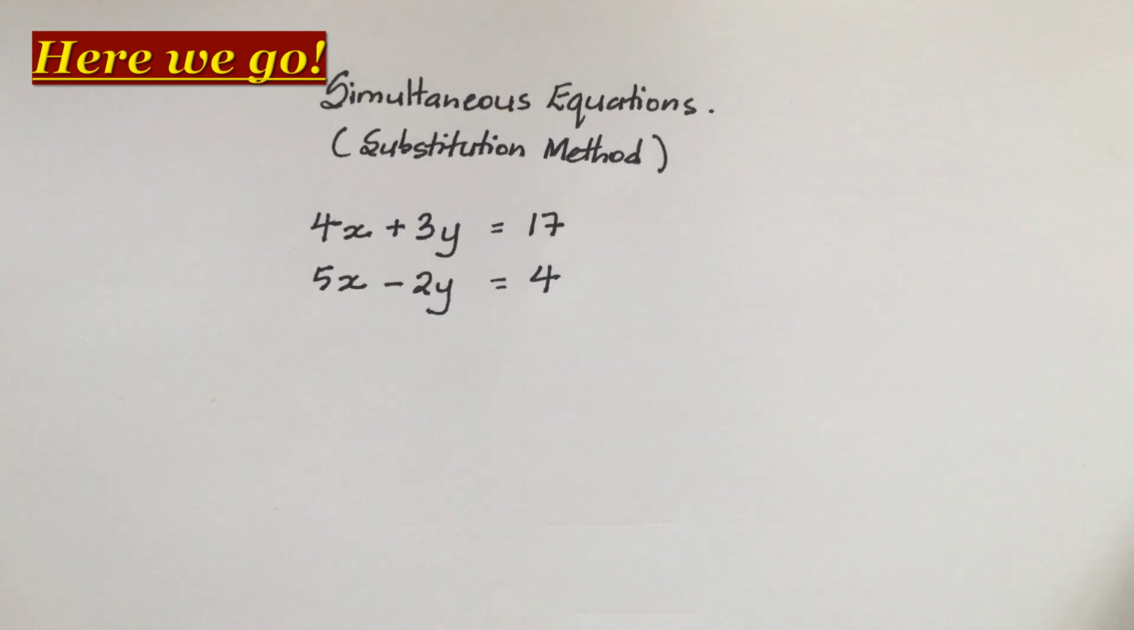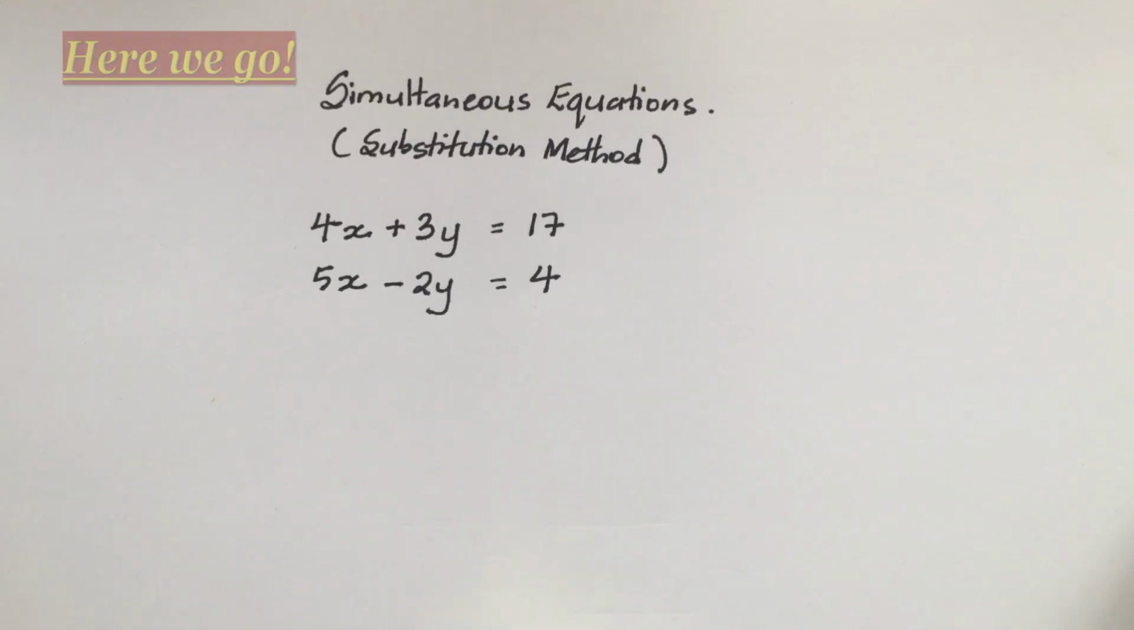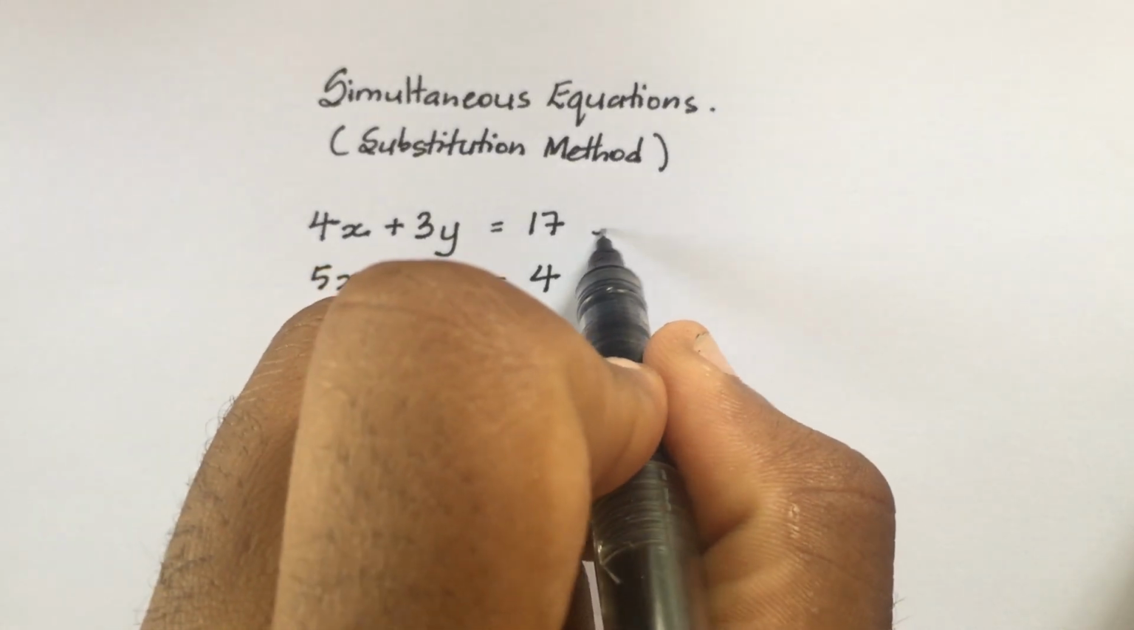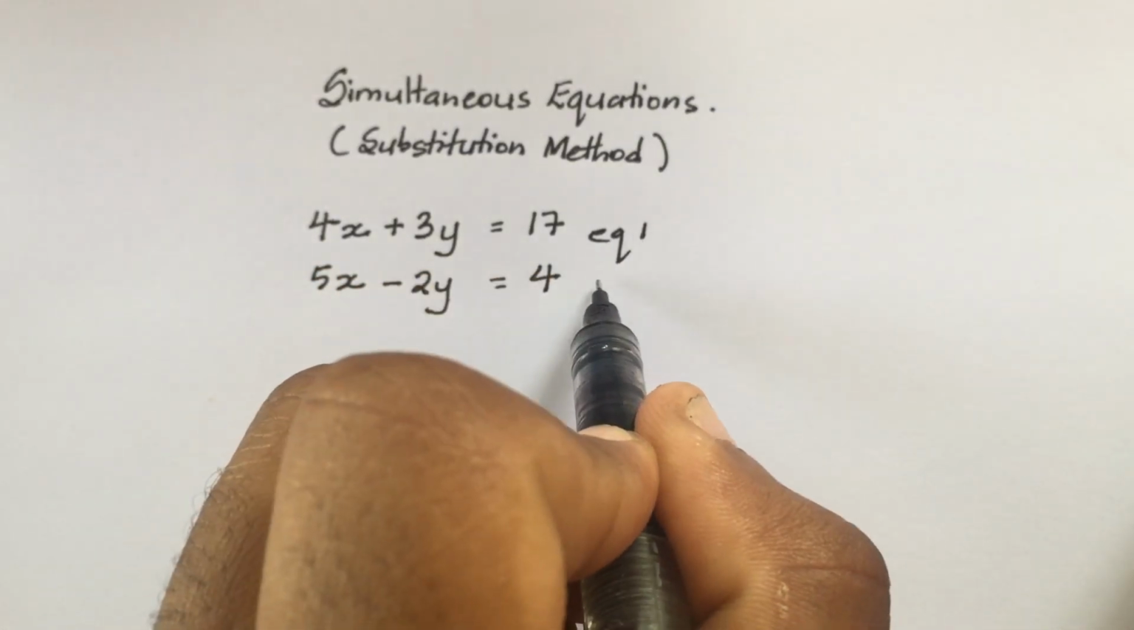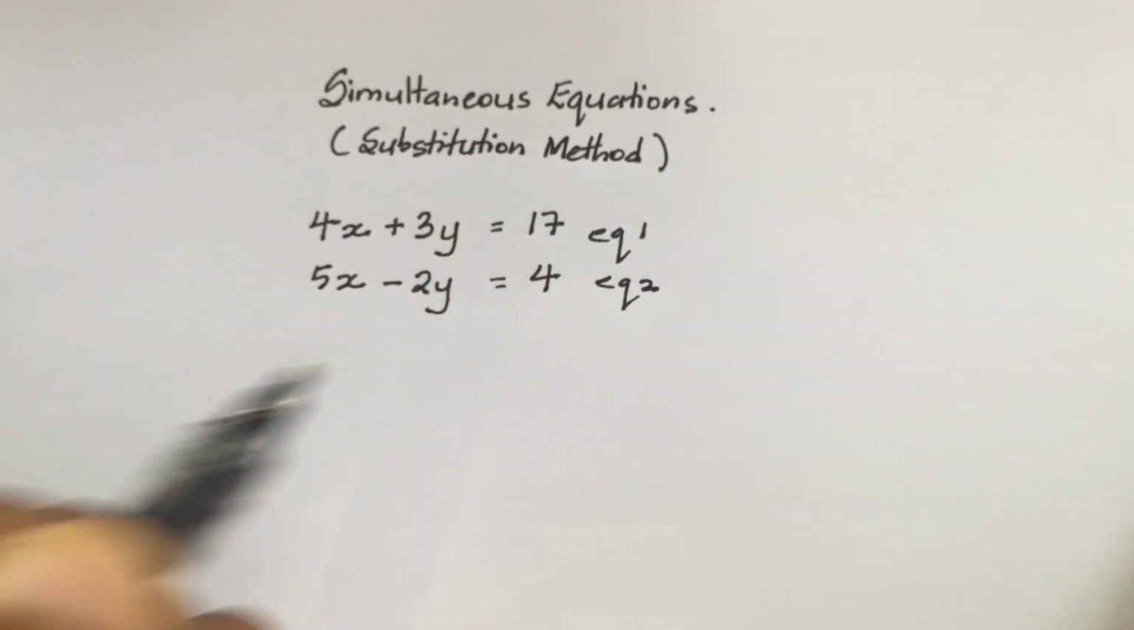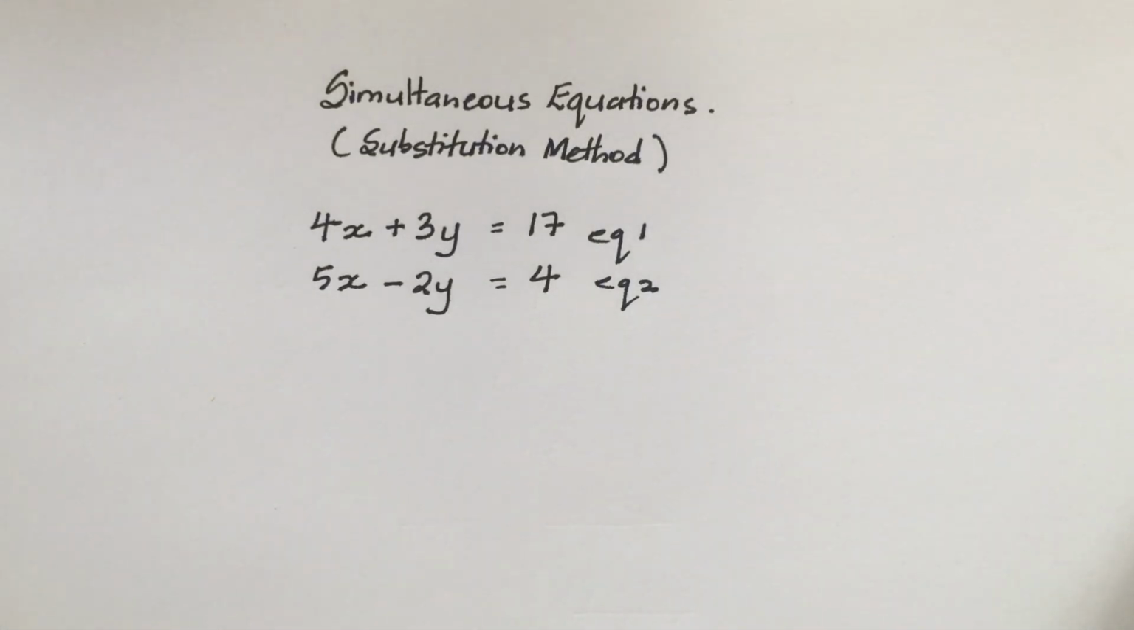So what happens when there's no easy variable to work with? Well, things get a little rough, but we can work it out still. So the first thing we want to do is to label our equations, equation 1 and equation 2. And I'm going to pick an equation to work with. I'm going to work with equation 1.